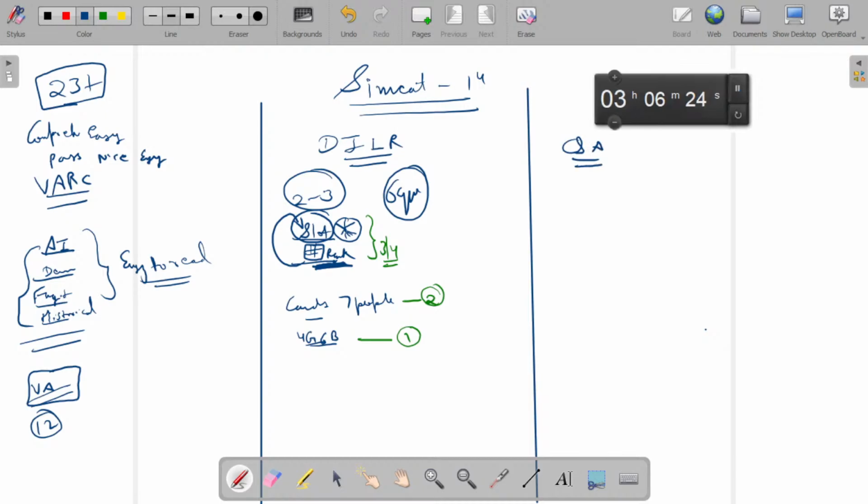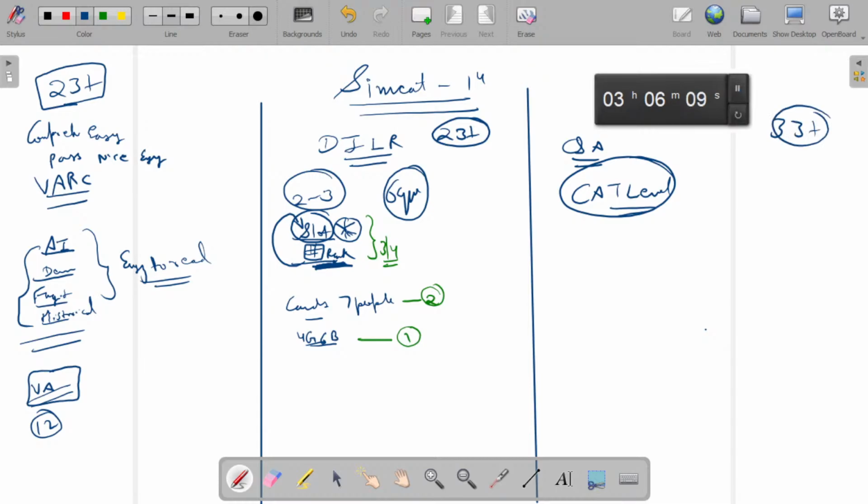Now we will come to the quant, which was CAT level, but yes, the questions were repeated. In the DILR 23 plus is the bare minimum, and in the quant I would say 33 plus is the bare minimum. If you go with the proper, traditional methods, not some fancy methods, you will be able to crack at least 12 questions out of the 22. I didn't see any question from any topic that was extremely hard or out of the box. So overall, this was a CAT level paper in my opinion.